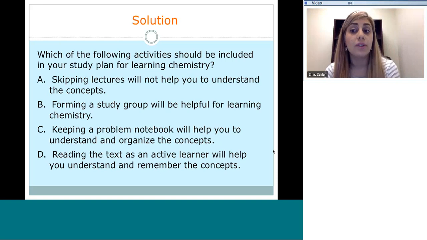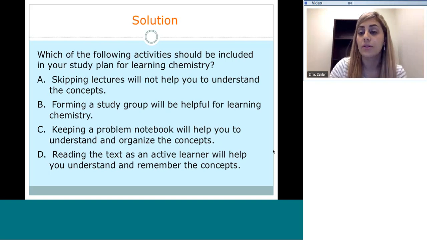Forming a study group will definitely be helpful. Keeping a problem notebook, of course, will help you to organize your concepts and to write down anything that you didn't understand and that you need to go back to and read over again. Reading the text as an active learner, definitely that will help you to remember and understand concepts.